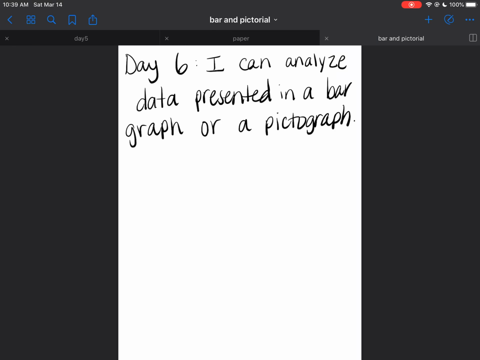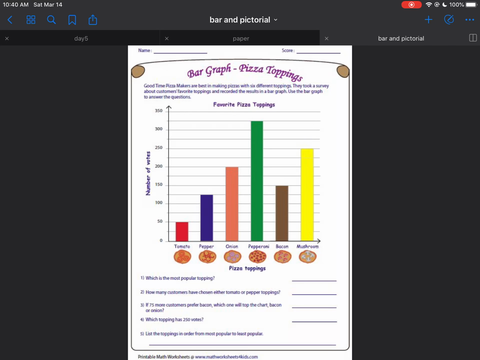Hi friends, so this is going to be our day 6. For day 6, we're going to go back to the very beginning of the year when we talked about bar graphs and pictographs. For today, our I can statement is, I can analyze data presented in a bar graph or a pictograph. Alright, so to begin, I've given us this example of a bar graph.